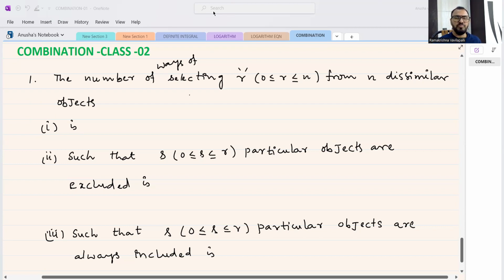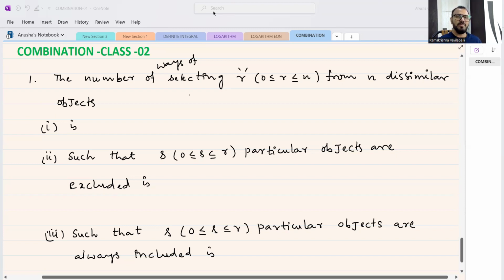Combination class 2. In this class, I will explain restricted combinations of objects. The meaning of this statement is sometimes we exclude particular objects, sometimes we include particular objects. Like when we are selecting a cricket team, sometimes there will be some recommended candidates, so we have to include them. Or if some of them are injured, then we must exclude them.